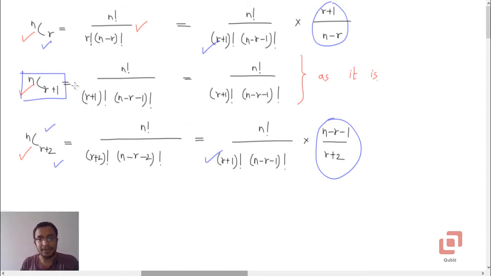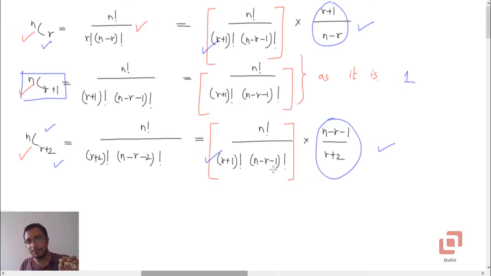So to check if NCR, NCR plus 1 and NCR plus 2 are in AP, it is enough to check whether r plus 1 upon n minus r, the number 1, and the term n minus r minus 1 upon r plus 2 are in AP. Why? Because if any three terms are in AP, then if you multiply each and every term by a non-zero number, the result should also be in AP. That is what we are making use of here. That non-zero number is NCR plus 1. We are doing this just to simplify things.